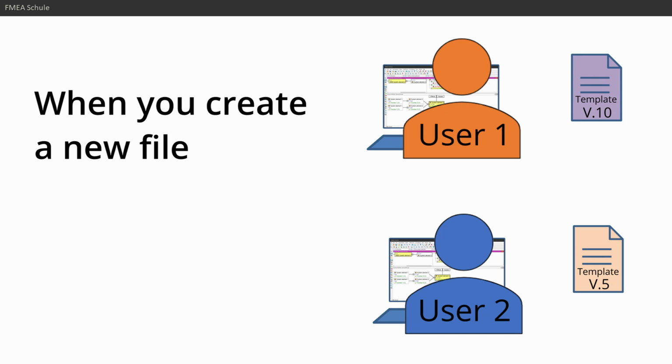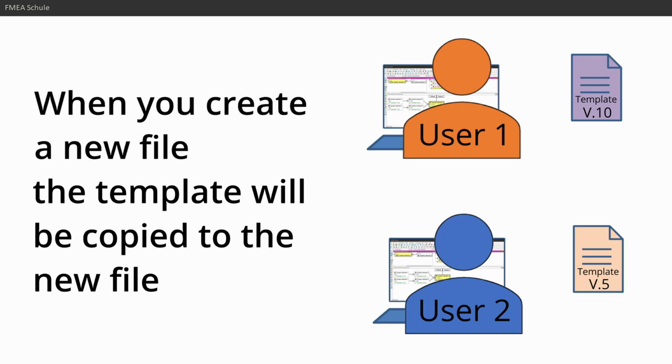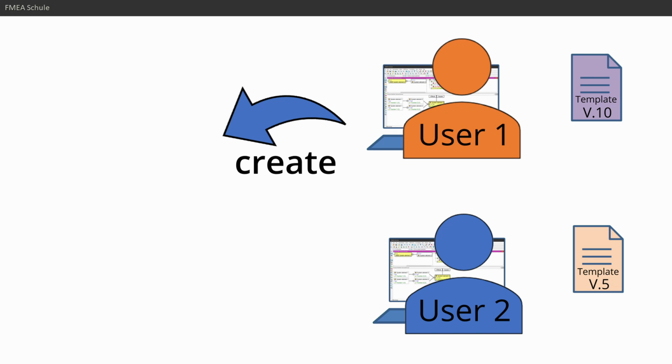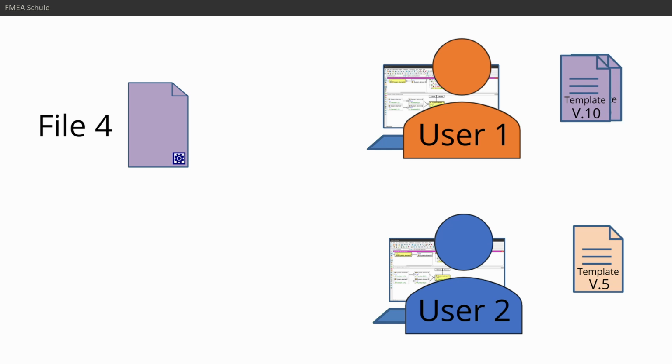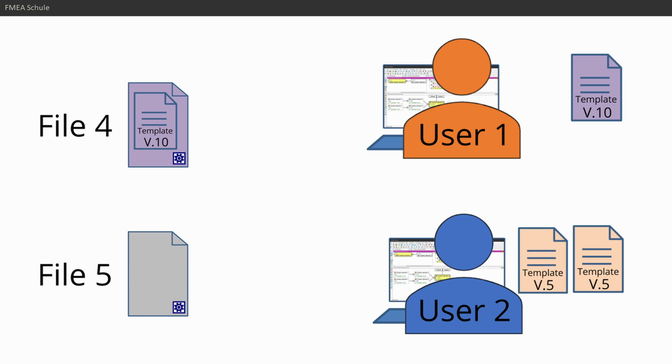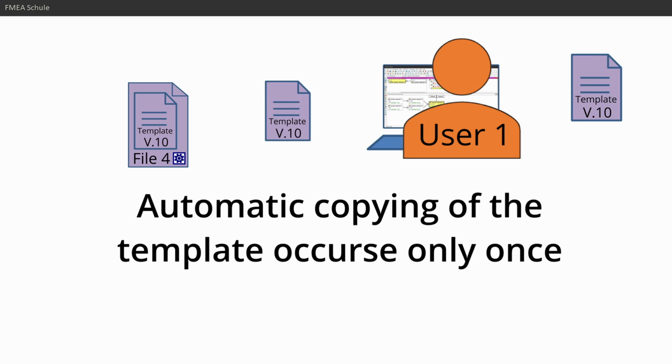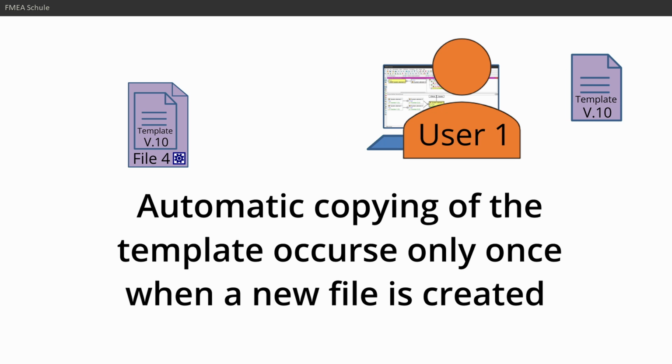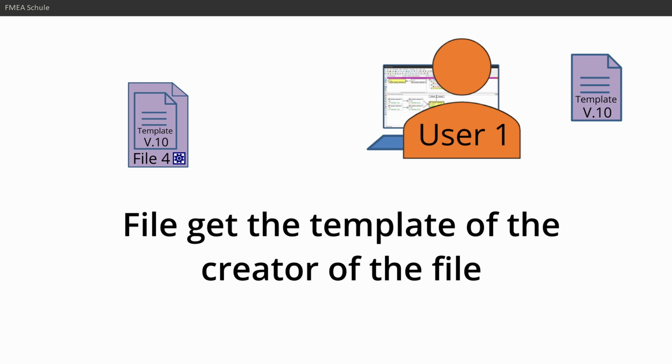But what do you need the template inside your APIS software for? You need the template when you create a new file, because the template will be copied to the new file when it's created. If user 1 creates a new file 4, then this file will get the template version number 10, which is the current template in his software. And if user 2 creates a new file 5, then the file will get the template version number 5. The copying of the template occurs only once, automatically, when a new file is created. The file will always get the template of the creator of the file.